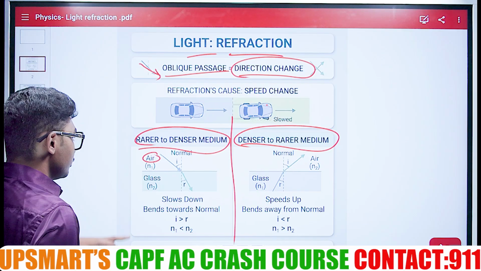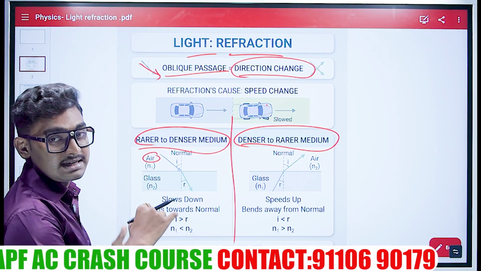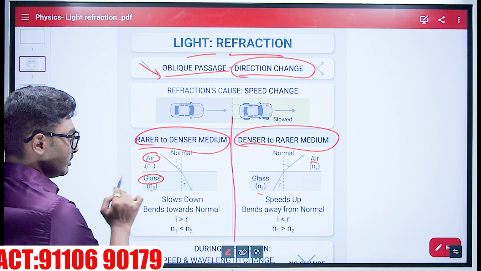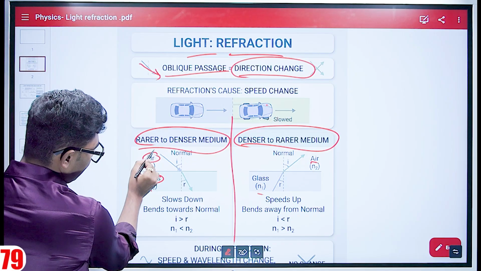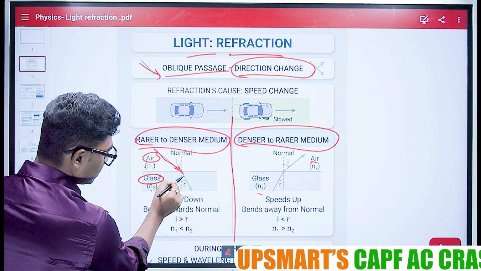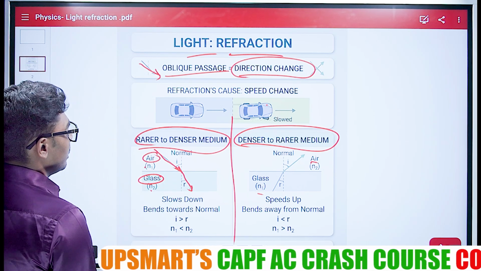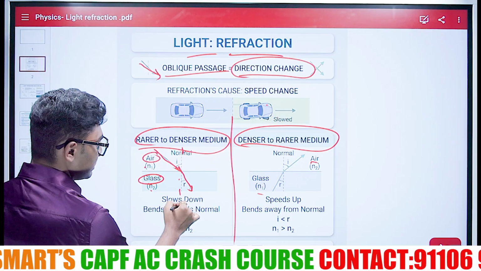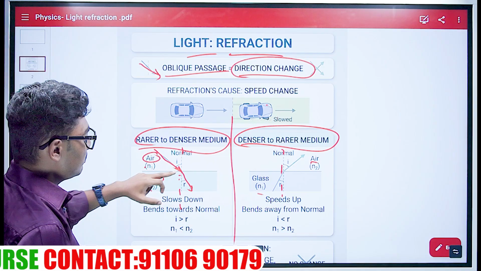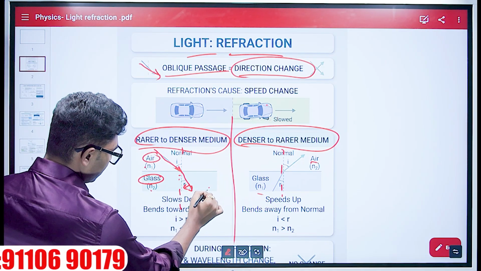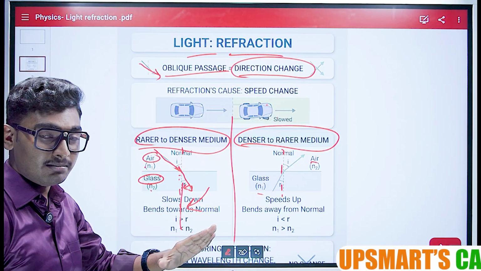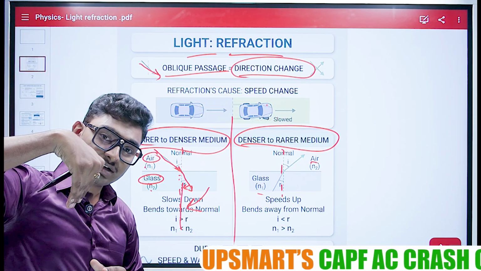As you all know, air is the less dense medium and glass is the more dense medium. Same here, air and glass, N1 and N2. Here the light ray is coming from air, striking the glass, and then it moves inside the glass. Always remember, when the normal is drawn and the ray passes from rarer to denser medium, it always bends towards the normal.